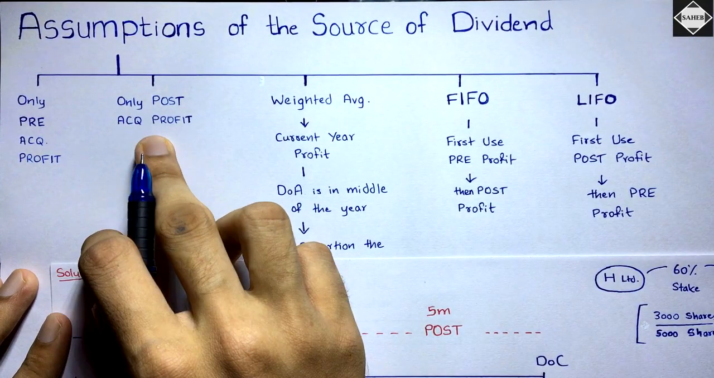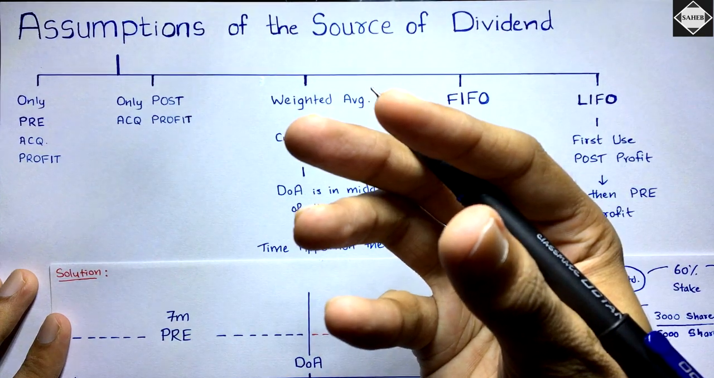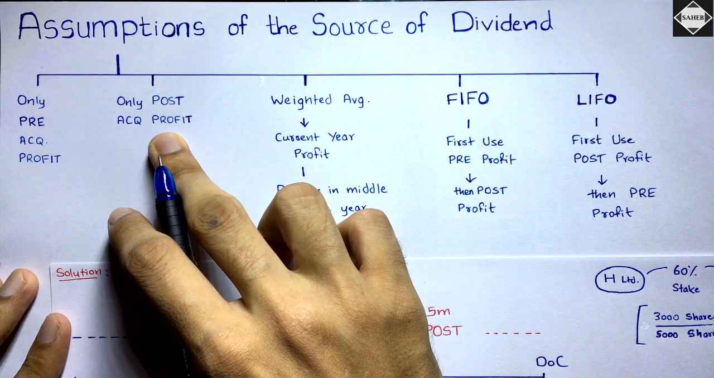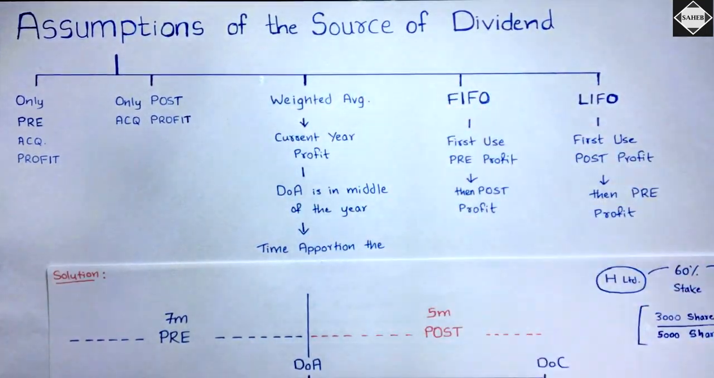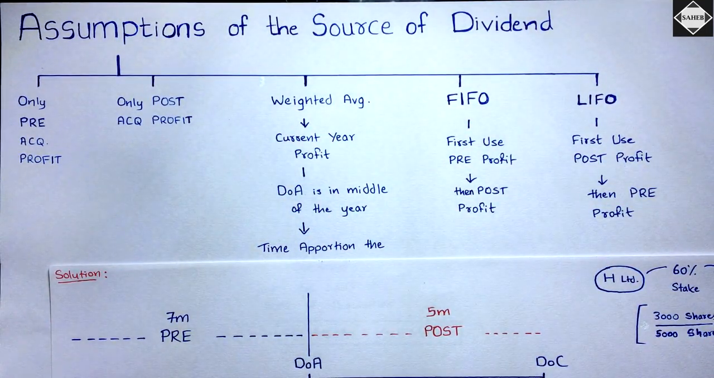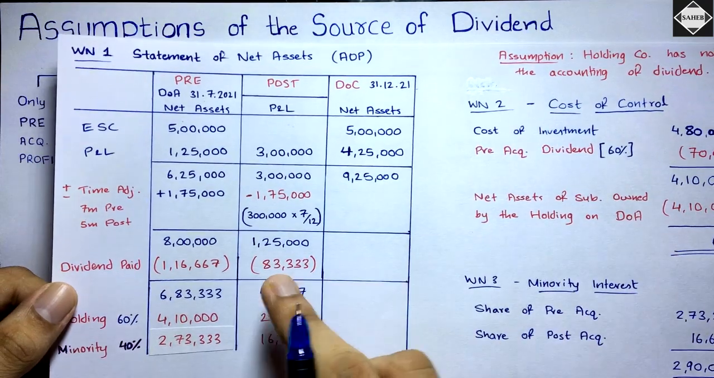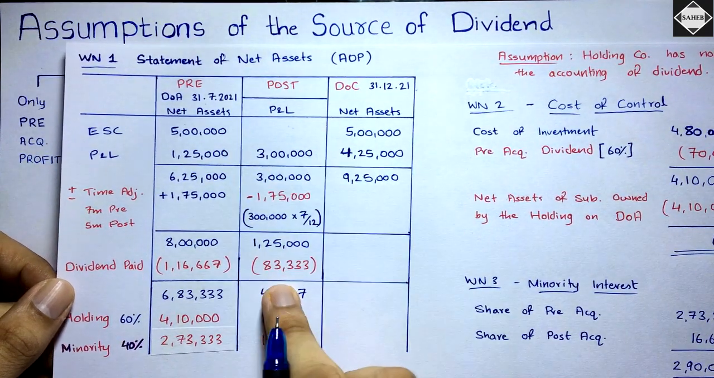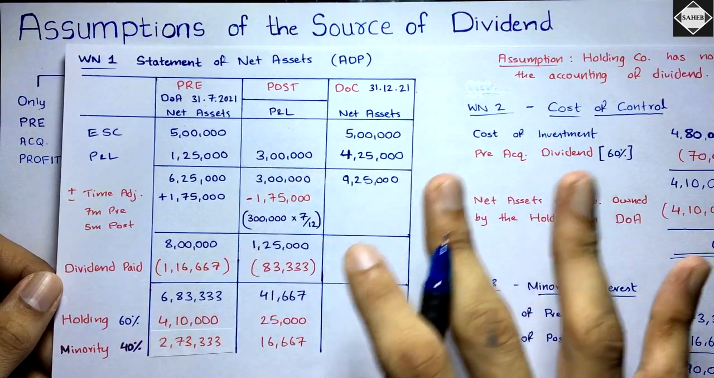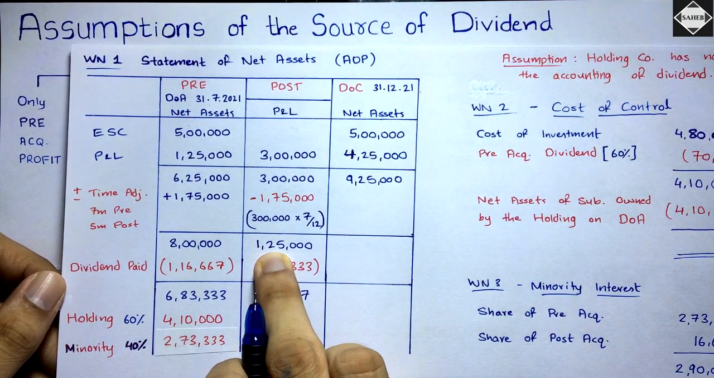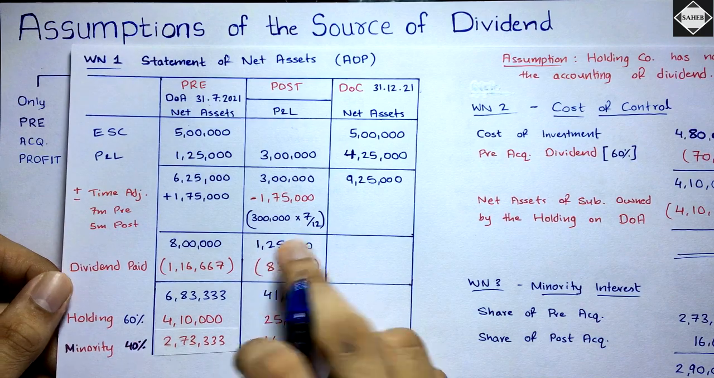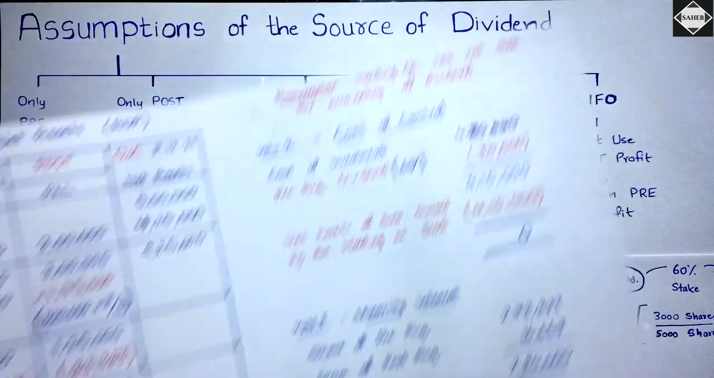But you can make this assumption also. You can assume that the entire dividend is given only out of post-acquisition profit. If you do that, then the entire dividend would be post-acquisition dividend. And then the entire dividend has to be subtracted from the source, from the post column. But in this illustration, it's not possible because you don't have enough profits. Here you have only 125. So the entire 2 lakh dividend cannot be deducted over here.